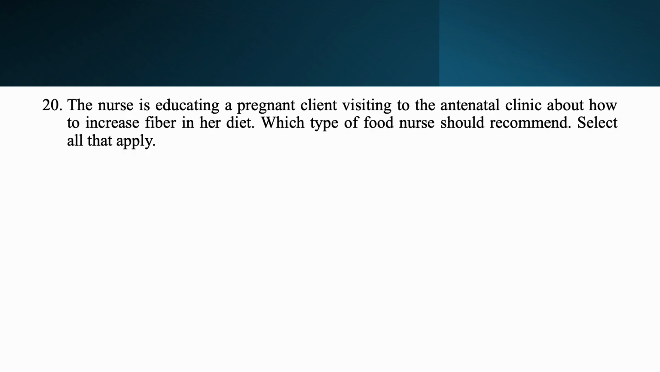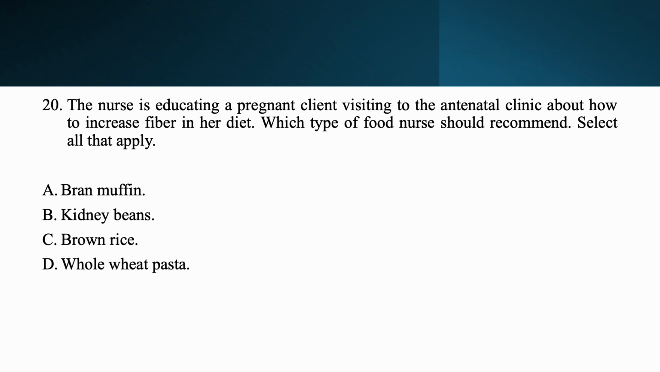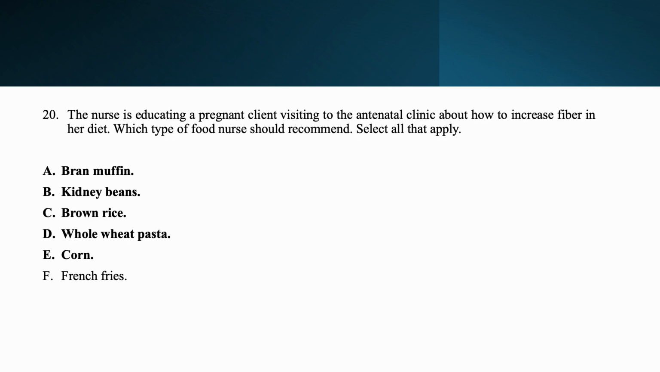Question number 20. The nurse is educating a pregnant client visiting the antenatal clinic about how to increase fiber in her diet. Which type of food should the nurse recommend? Select all that apply. Option A, bran muffin. Option B, kidney beans. Option C, brown rice. Option D, whole wheat pasta. Option E, corn. Option F, French fries. The correct answers are Option A, bran muffin, Option B, kidney beans, Option C, brown rice, Option D, whole wheat pasta, Option E, corn.